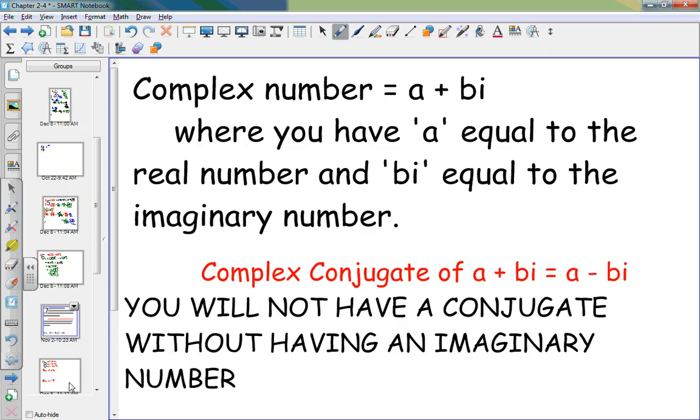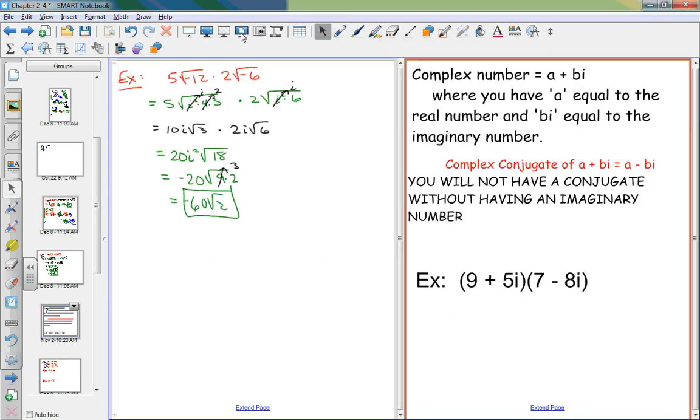Okay. Now, complex numbers. You don't need to write all this down. Do not write all this down. Okay? Complex number is a plus bi. Write that down. A complex number is a plus bi. A is a real number. Bi is going to be the imaginary. A is the real, bi is the imaginary.